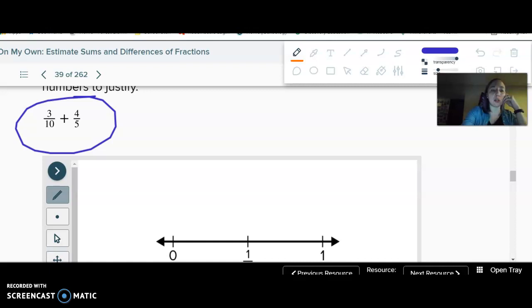Hopefully you rounded 3/10 to 1/2, because it's in between 0 and a half, but it is closer to a half, right? It's closer to 5/10 versus 0/10. 4/5 is going to be closer to 1. So if I add those together, a good estimate is 1.5. Definitely bigger than 1. And 1.5 is a pretty good estimate.